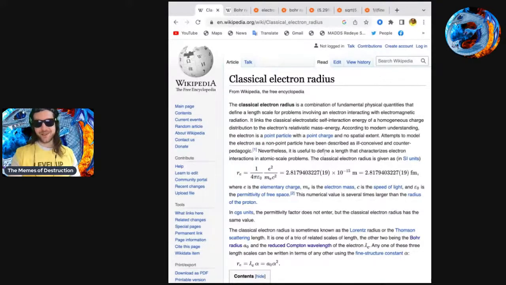The classical electron radius is given in SI, scientific units, as r_e equals 1 over 4 pi epsilon naught, where epsilon naught is the permittivity of free space, multiplied by the elementary charge squared. We divide that by the mass of the electron times the speed of light squared, and that gives us this number here. It's like 2.817 times 10 to the negative 15 meters. Well, that's pretty freaking small.